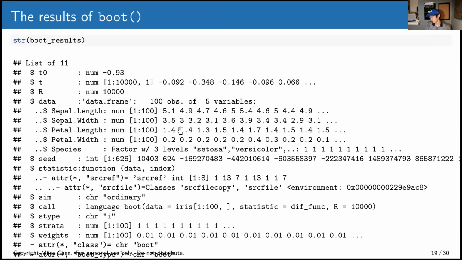Okay, and so this is the result of calling boot. So here, if we inspect boot_results, we get back a long list. We get a T0, we get a T. T has 10,000 values. R says we did 10,000 replicates. It also contains the data frame. We said we're looking at the first 100 values, and so we have 100 observations of 5 variables, the 4 variables plus the species. Okay, and then it has other information that came back when it created the results.